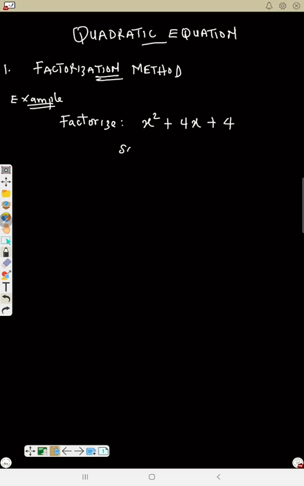Now to factorize, we have x squared plus 4x plus 4. Now what is the first term here? The first term here is 1x squared. What is the second term here? The second term is plus 4x, that is, carry the sign along, plus 4x. What is the third term? The third term is plus 4. Now those are the 3 terms.